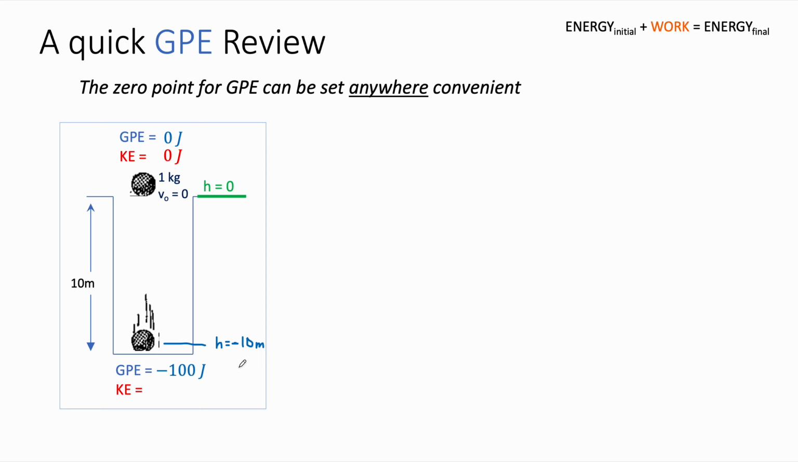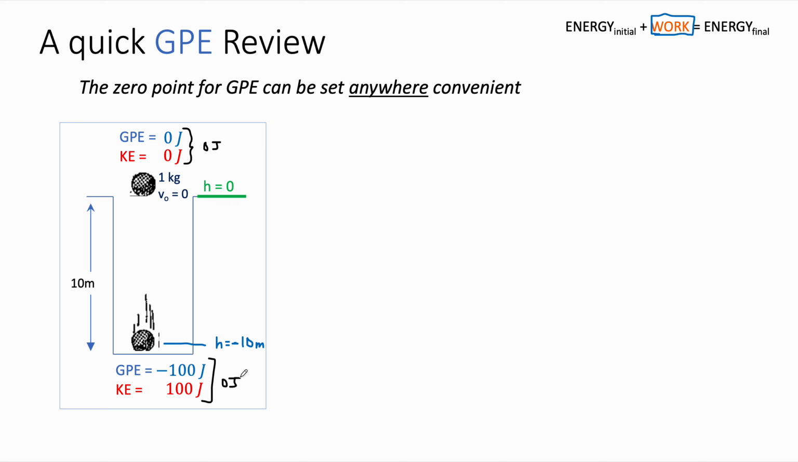What's its kinetic energy? Well, we know that energy must be conserved. And in this case, if we assume that the work done by friction is 0, the initial energy has to equal the final energy. The total energy beforehand is 0. So the total energy at the end, if there's nothing adding or removing it, also has to be 0 joules. What's the kinetic energy then? It's got to be positive 100. So the sum of those still gives us 0.